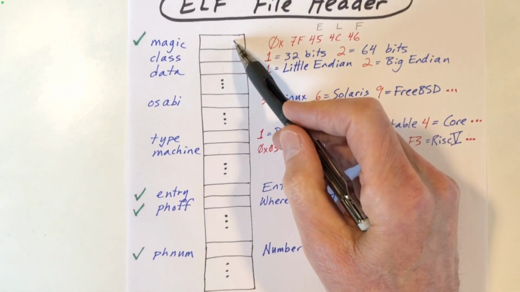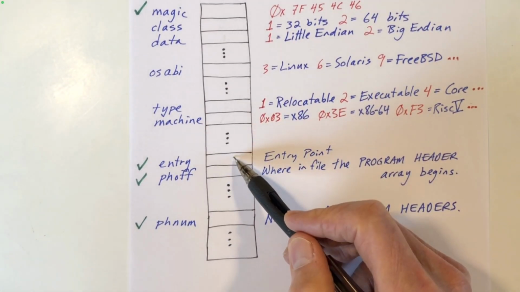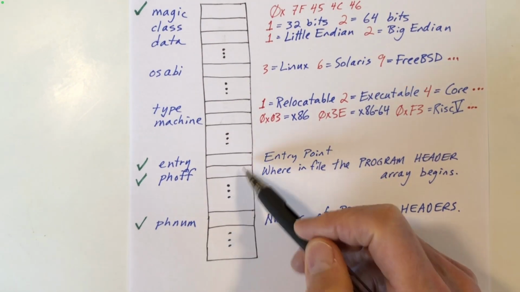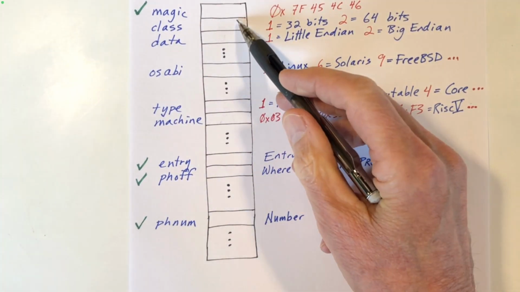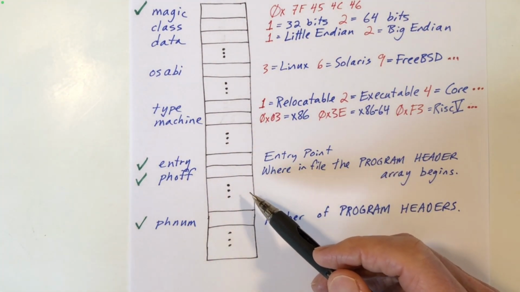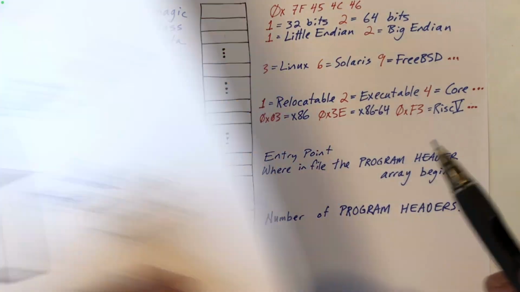In the xv6 system, we ignore a lot of these fields, and in fact, we will only be looking at the magic number, the entry point, and the program header offset and number to find the program headers. The other fields will be completely ignored. So now let's take a look at the program headers.